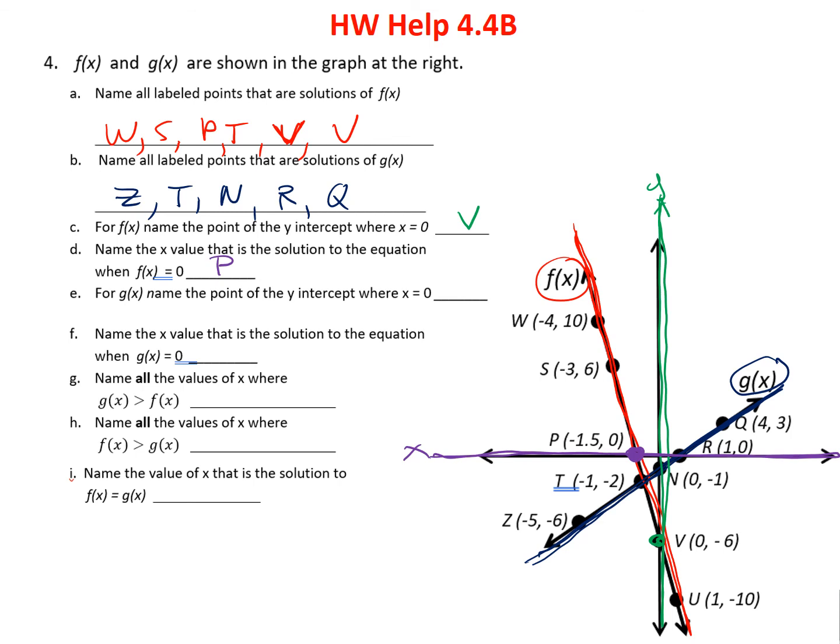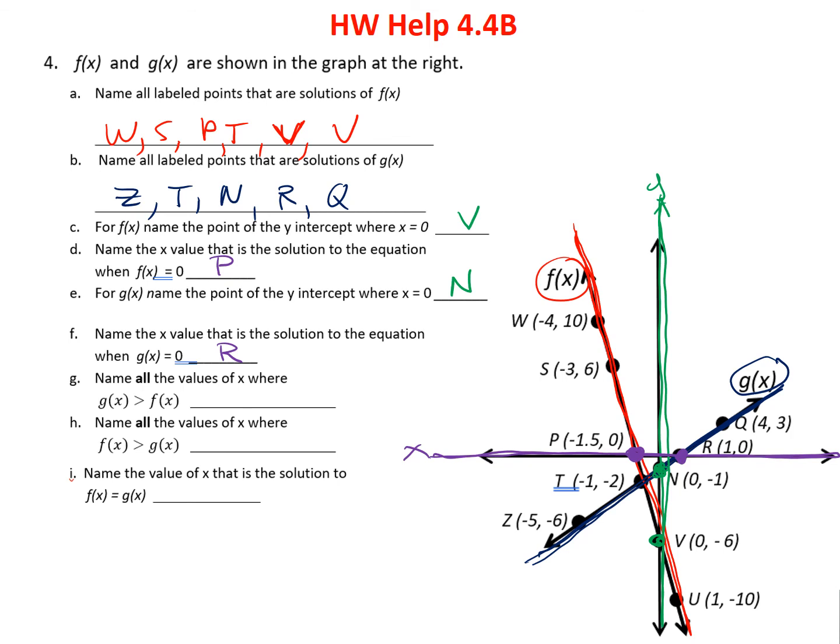Now we're going to do the same thing for the g of x. Where does g of x, where x equals 0? So g of x crosses this line here, the y-axis here at point N. And then where g equals 0, here's g of x coming along and it intersects it right here at point R.